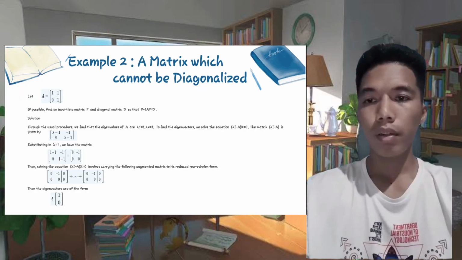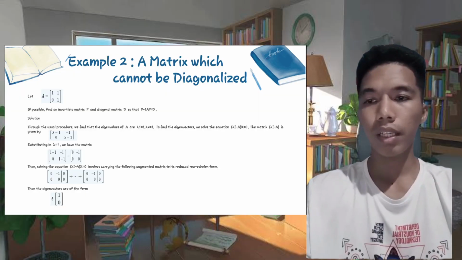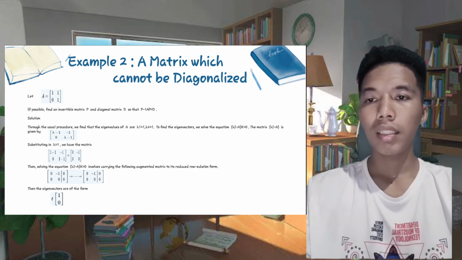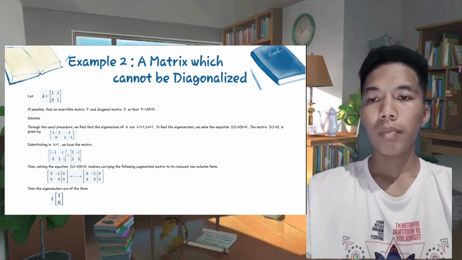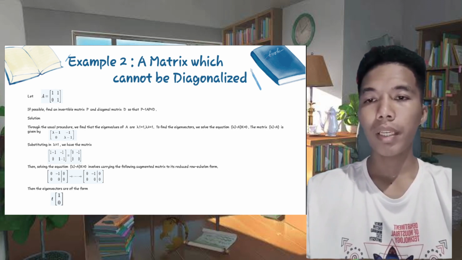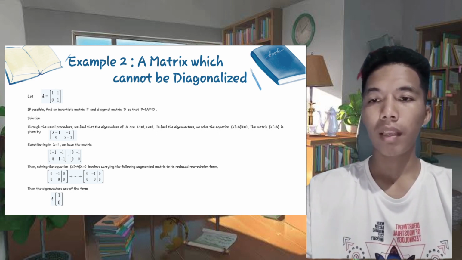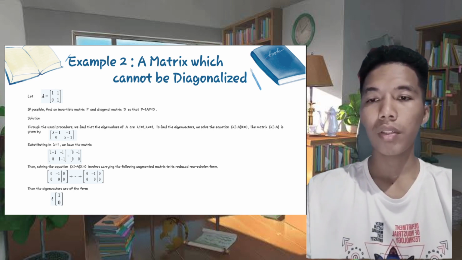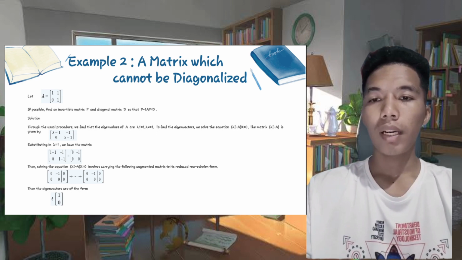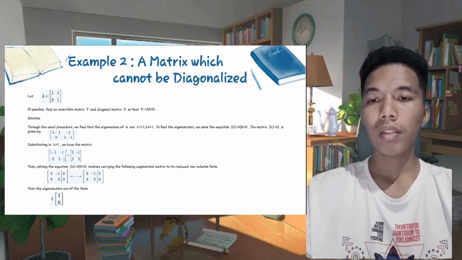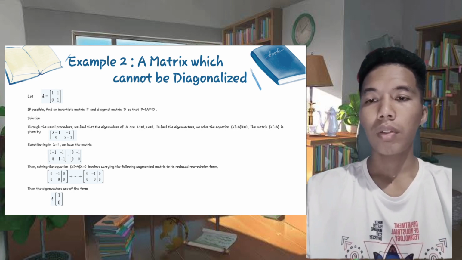This is an example of a matrix which cannot be diagonalized. Let A be the matrix 1, 1; 0, 1. If possible, find the invertible matrix P and diagonal matrix D so that P inverse AP equals D. Solution. Through the usual procedure, we find that the eigenvalues of A are λ1 equals 1 and λ2 equals 1.